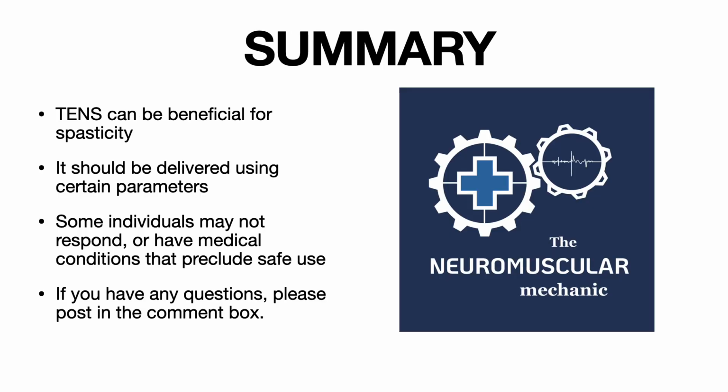And so to summarize, TENS can be beneficial for spasticity. It's evidence-based. I showed you 2 systematic reviews. Certainly, it's beneficial for spasticity in that it's affordable, it's easy to deliver, it can often provide benefits beyond spasticity, such as neuropathic pain. But to get those benefits, it should be delivered using certain parameters: a frequency around 100 hertz, pulse width between 200 to 300 microseconds, an intensity that elicits a strong tingling sensation, but still comfortable, and ideally 30 minutes a session.